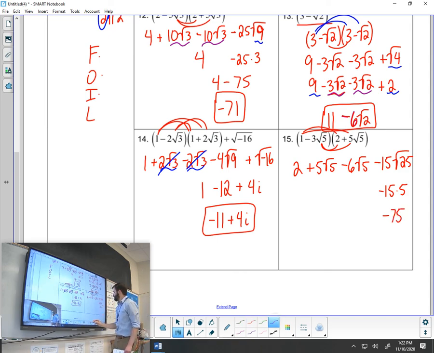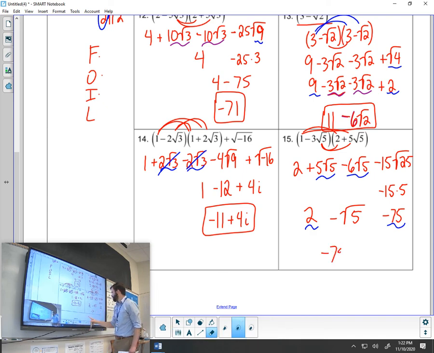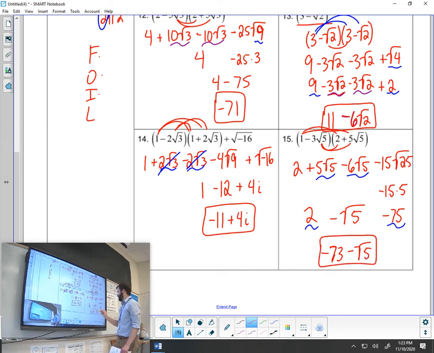Okay, then on our other side, we can combine these two, and that's going to make negative 1 square root of 5. And then I still have that 2 out in front. Combine like terms here: 2 and negative 75 combine to be negative 73. So we're going to have negative 73 minus square root of 5.